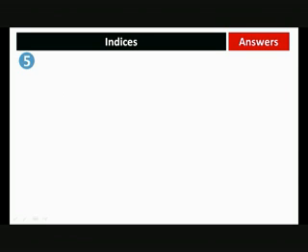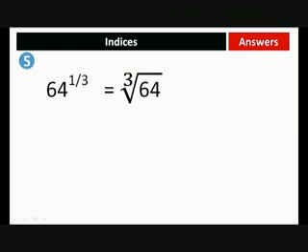Question 5. Simplify 64 to the power of a third. Well, remember that power of a third means cube root, so that's the same as cube root of 64. And 4 times 4 times 4 makes 64, so the cube root of 64 is 4.